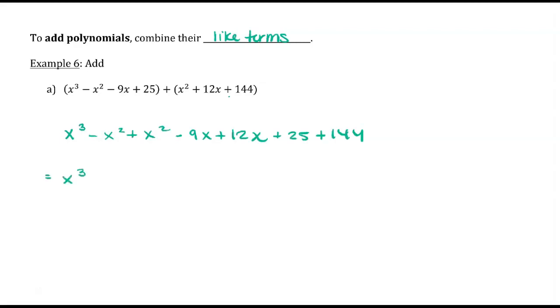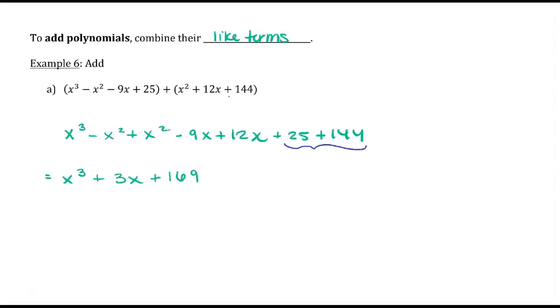First, we just have x cubed. Then we have -x squared and +x squared, which add to 0. Next, we have -9x plus 12x, which combine for a total of +3x. Finally, we have +25 plus 144, which add together for a total of +169. Now we've added these two polynomials by combining their like terms.